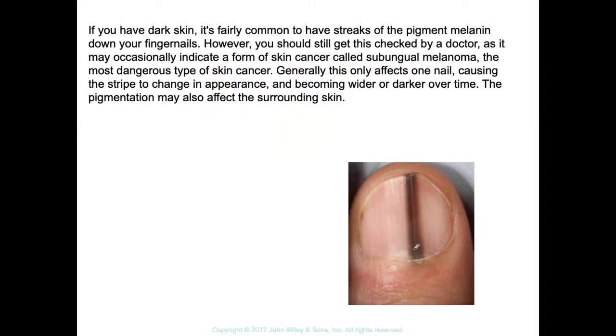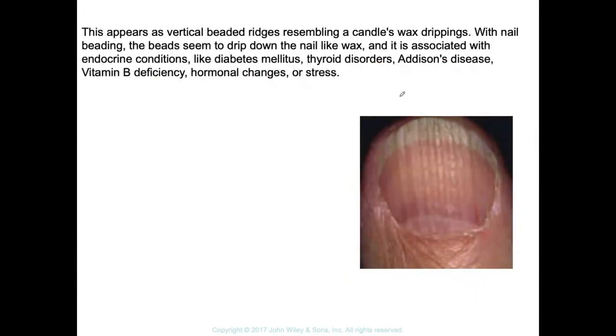We could see this black line here. This is a type of skin cancer called subungual melanoma. See it primarily in darker skin individuals. When you think of skin cancer, you just don't look at the skin. You also have to look at the nails. It's a very, very dangerous type of skin cancer that you want to look at.